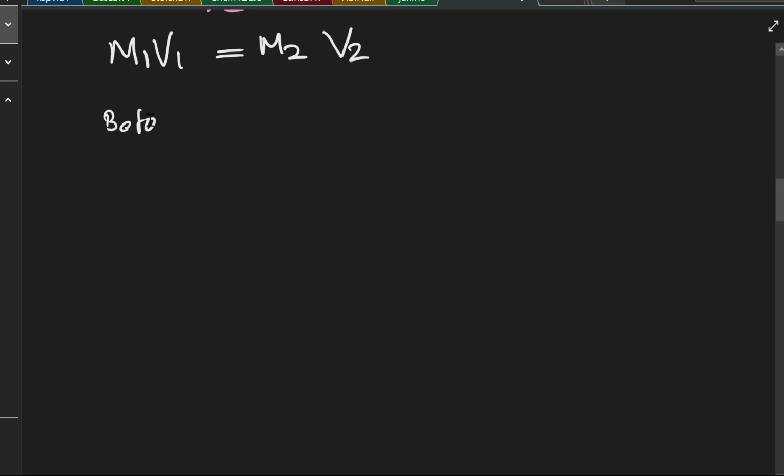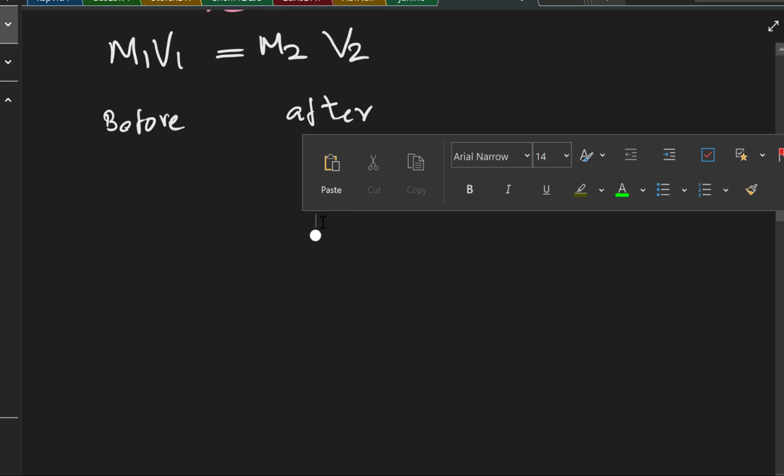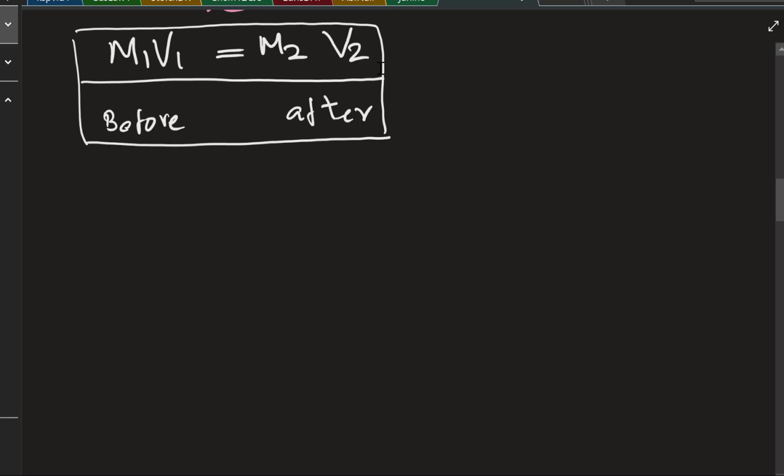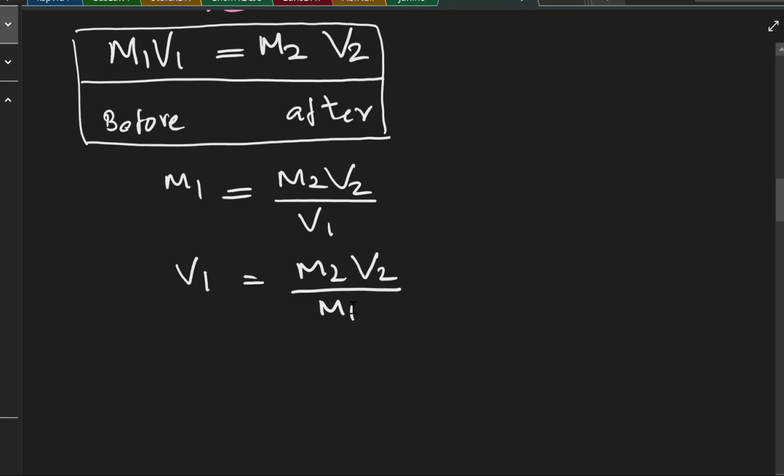Now, this is the big equation, the other thing we will be using. M1V1 is M2V2, simply the molarity and volume before, and the molarity and volume after, will be equal. So that's the formula we're going to use. In this case, it's important the molarity is given in moles per liter and volume is given in liters. But in the math, there are little tricks you can do. Now, if I'm looking for M1, it's just M2V2 divided by V1. If I'm looking for V1, divide by M1, right?